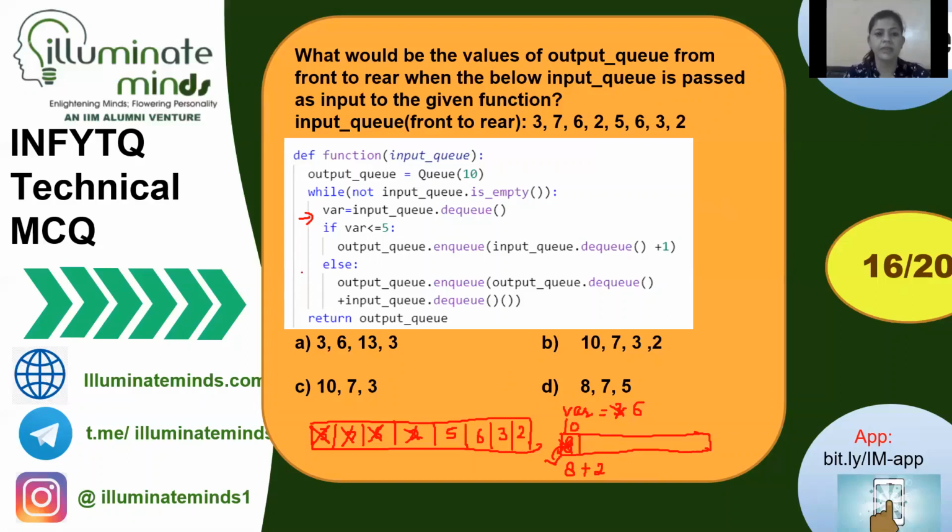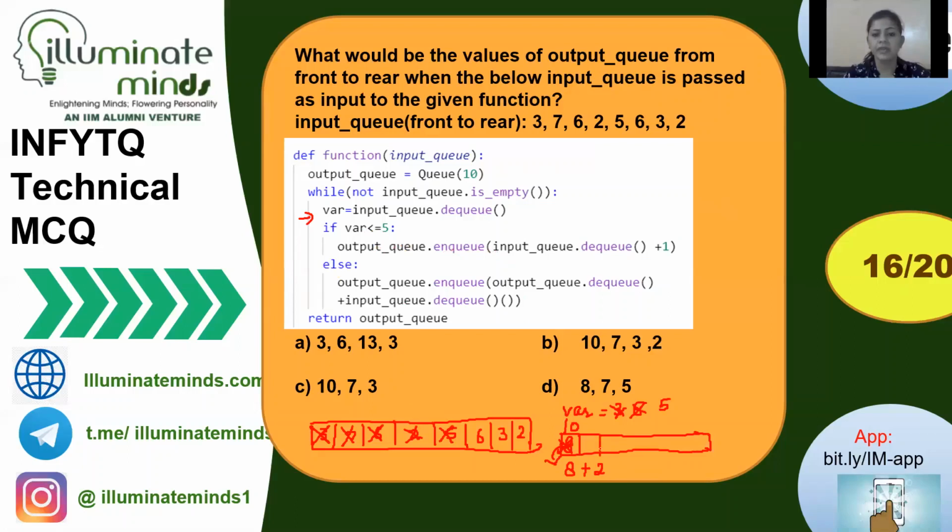Again, let's go back to our next iteration. Var equals input Q dot DQ. Now it will have 5. Let's cross this out. Not 6, it's having 5 now. Condition is true. Var is less than equals to 5. Yes. Input Q dot NQ.